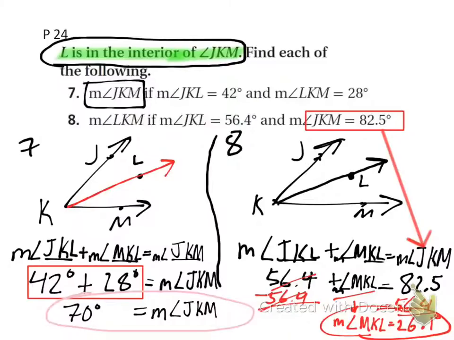So the key is to set up the angle addition postulate, substitute in the values, and solve for the missing part. Again, angle addition postulate, substitute in the known values, and then for the missing one we solve.